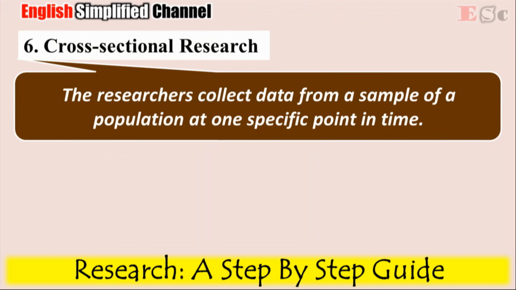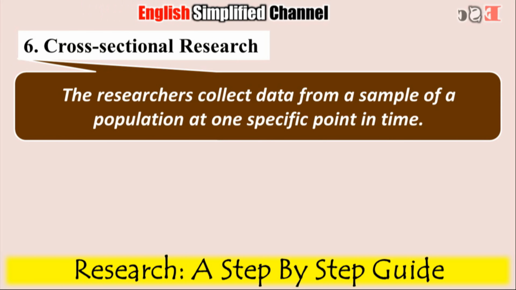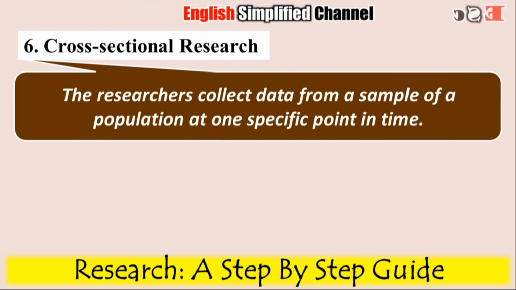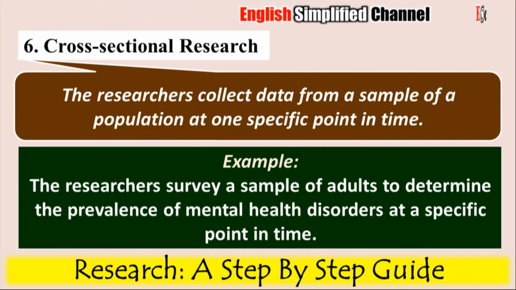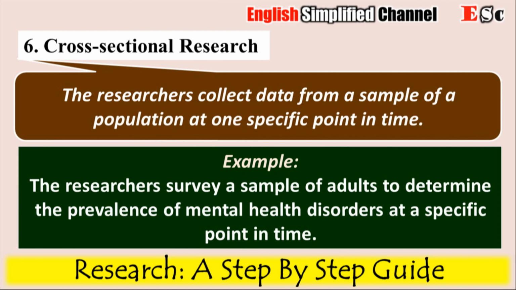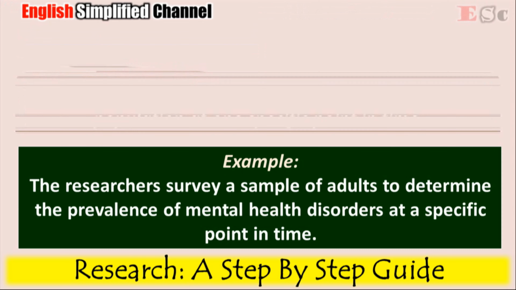6. Cross-sectional research. With this type of research, the researchers collect data from a sample of a population at one specific point in time. Example: the researchers survey a sample of adults to determine the prevalence of mental health disorders at a specific point in time.